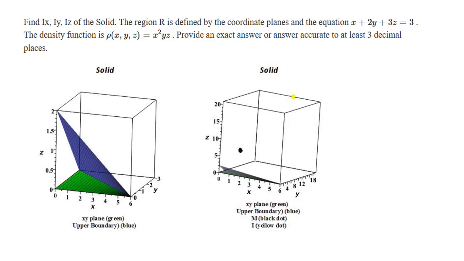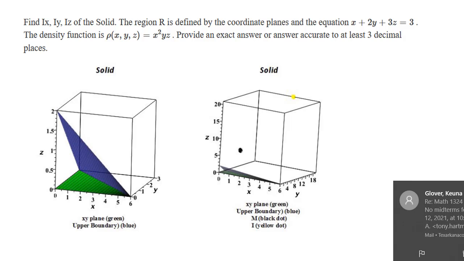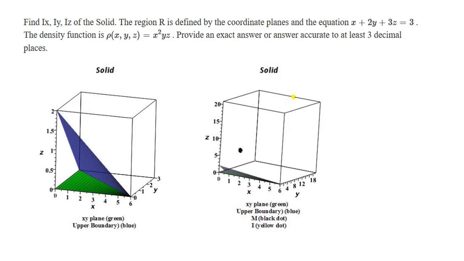Here we're asked to find the inertia about the x-axis, inertia about the y-axis, and inertia about the z-axis for the solid that's in the first octant and below the plane x plus 2y plus 3z equals 3. And the graph that they give is similar to the one that we have.